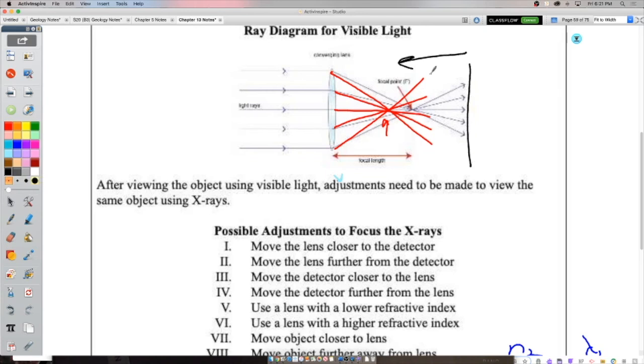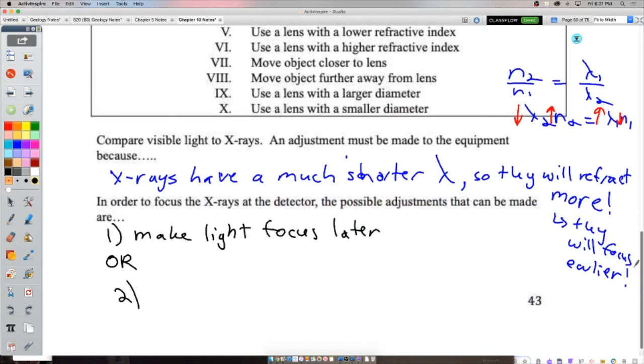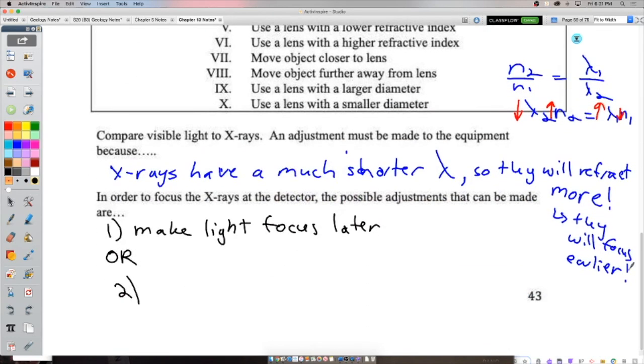Well, why don't we just move it closer so that it focuses at the right place? Essentially, this is a nearsighted telescope now once we switch to X-rays, right? The light is focusing too early. So if you could squeeze the back of your eyeball forward, that would fix your nearsightedness as well, although I don't recommend it. It's a lot easier just to get glasses.